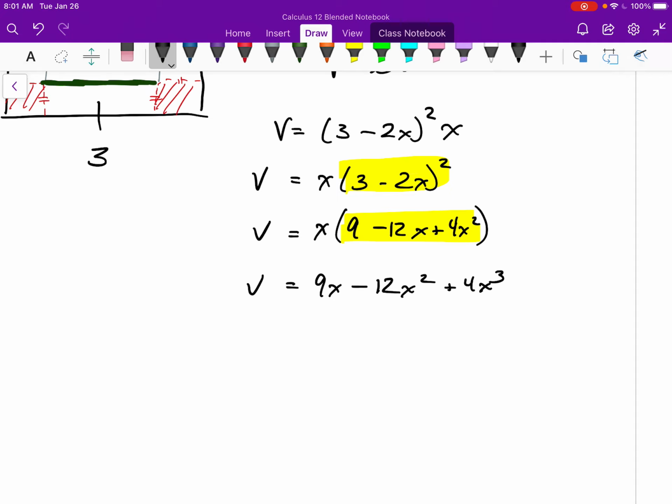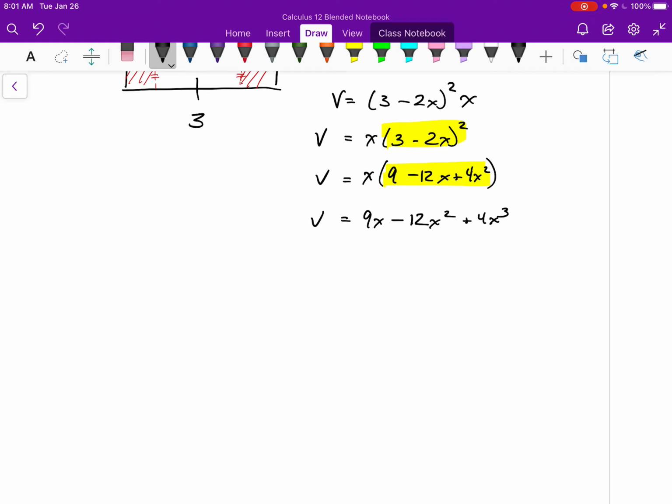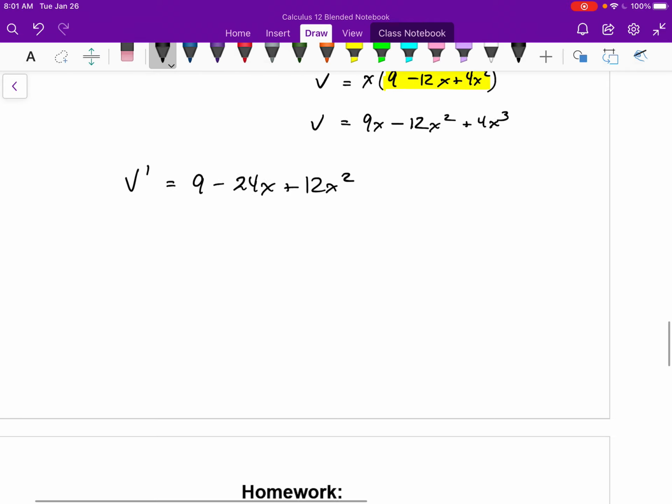All right, so now that was quite quick to do. Differentiating that, it's tough to make a mistake now differentiating that. So the derivative of that is a quadratic function. So there's the derivative of the volume, and I want to find the critical number, so I want to make this equal 0.